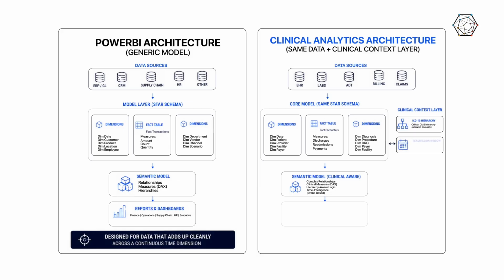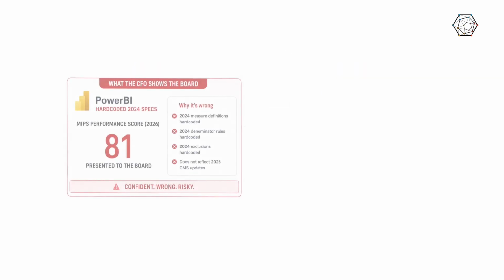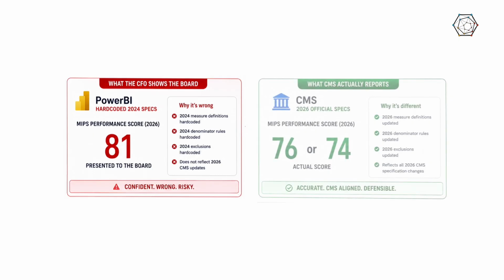The third problem is MIPS. The 2026 MIPS performance threshold is 75. Data completeness threshold is 75%. The measured denominators are specified by CMS and revised annually. A Power BI implementation that hard-codes the 2024 specifications produces a confidently wrong score in 2026. The CFO presents 81 to the board. The actual number is 76 or 74.